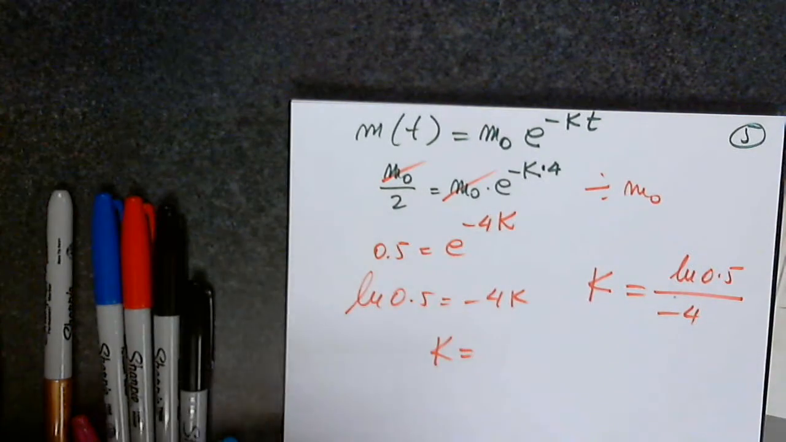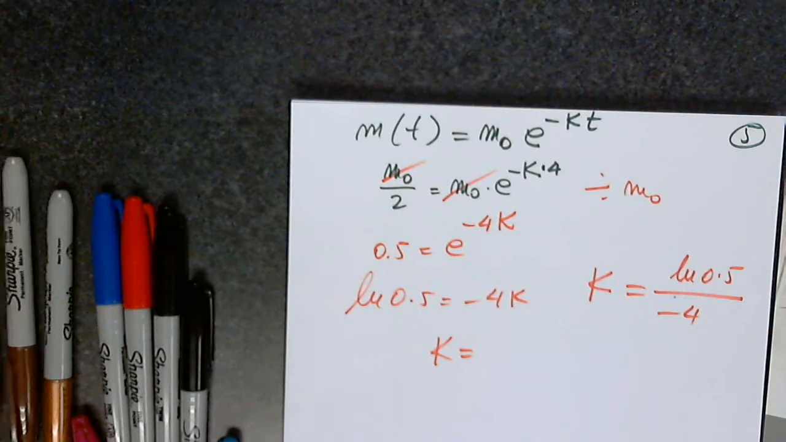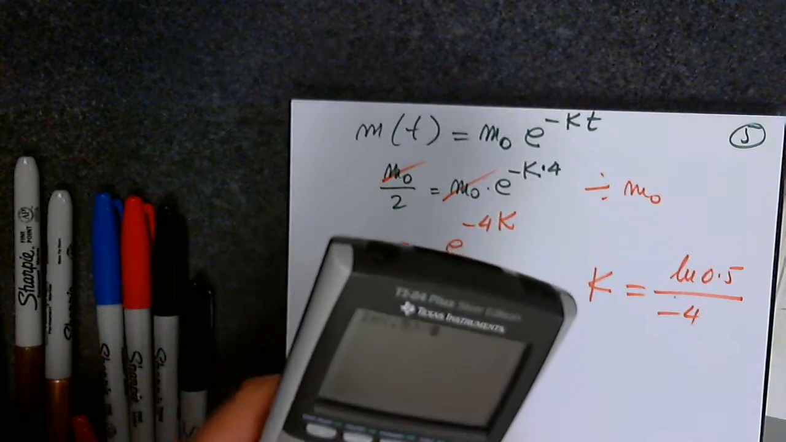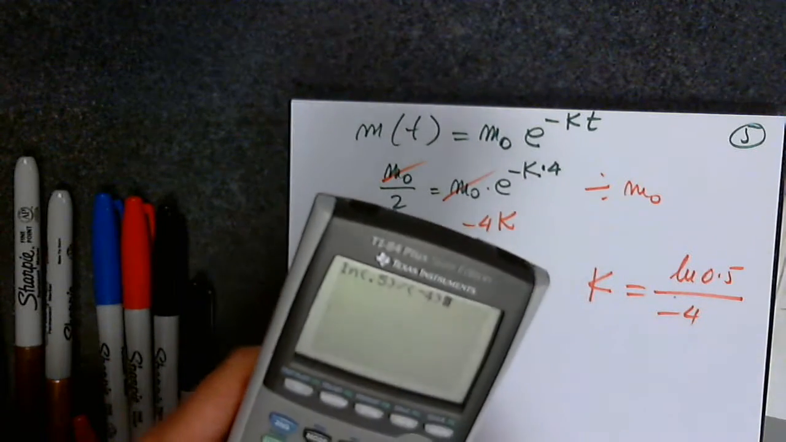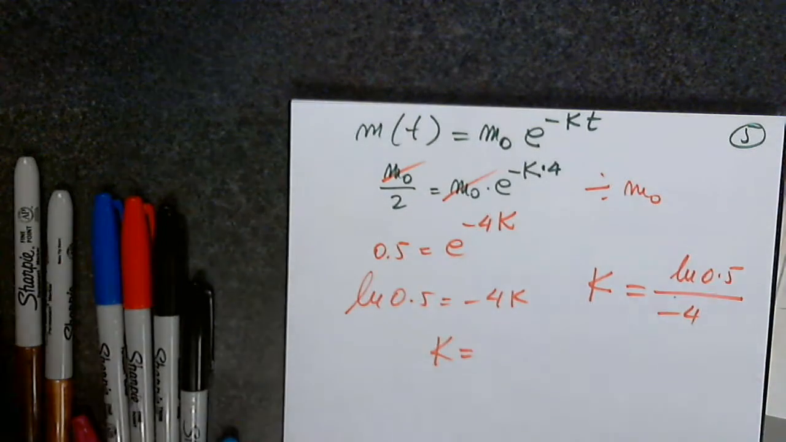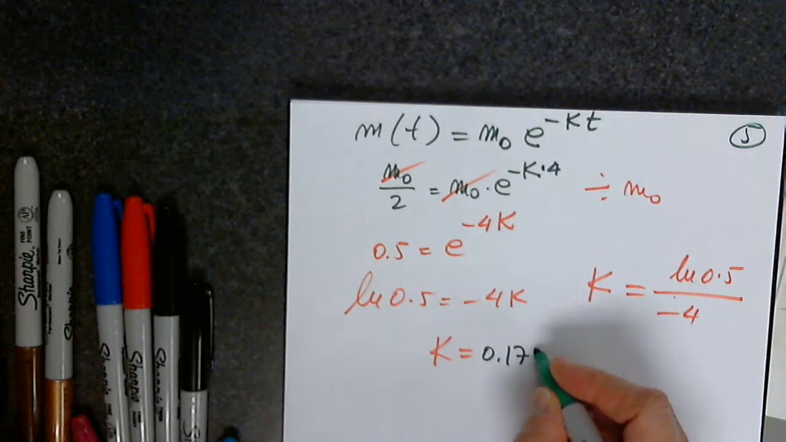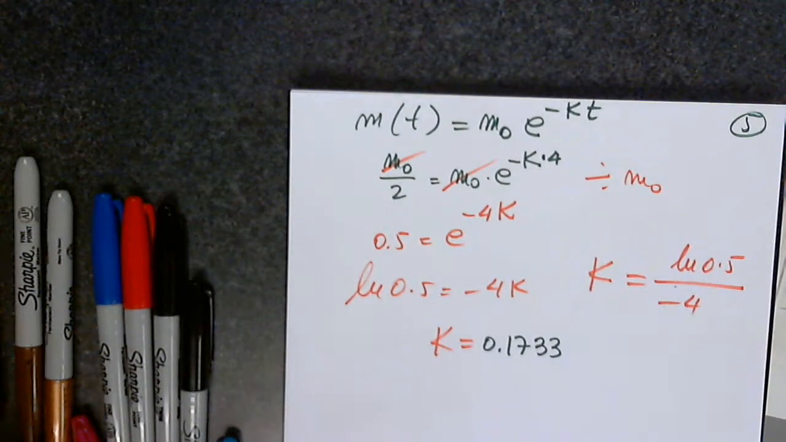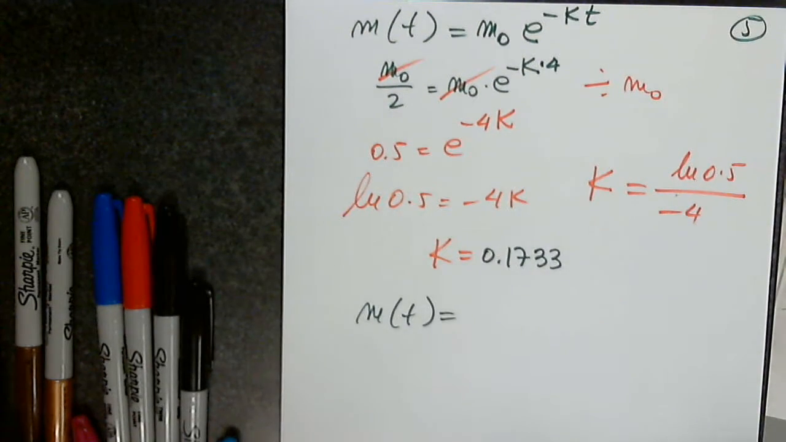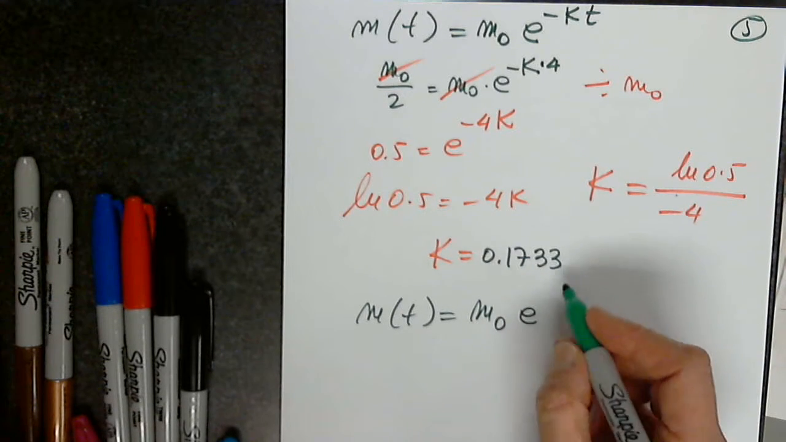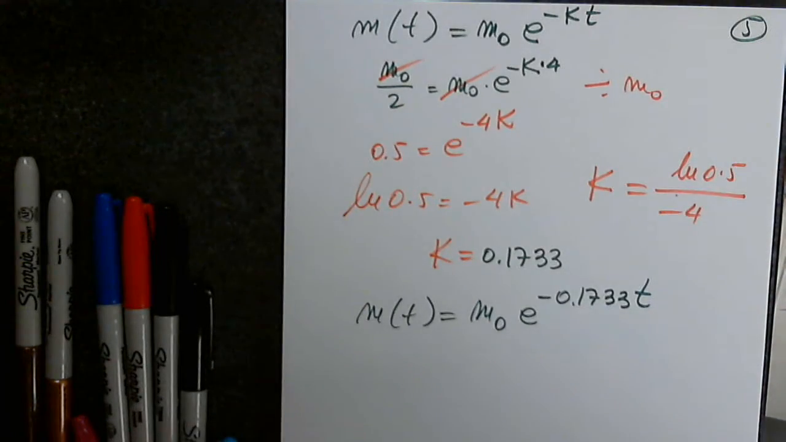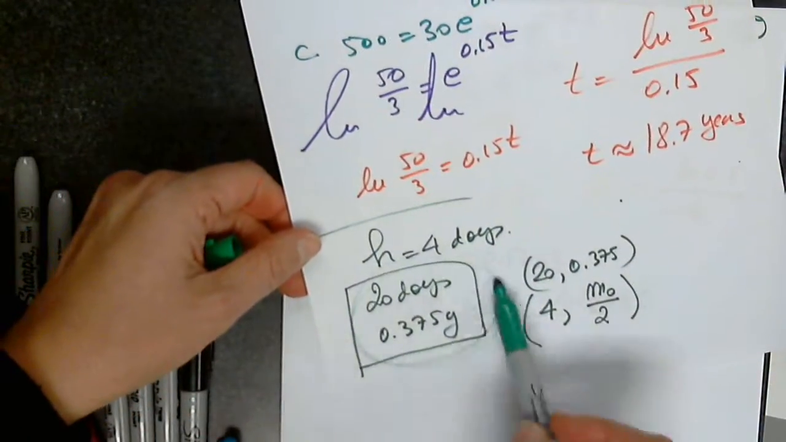So then k is, I plug in the calculator, natural log 0.5 divided by negative 4, and I have 0.1733. Remember, we need 4 digits. 0.1733. I accepted 3.2 or something like that, but that's the correct one. Okay. So then for now I have m of t equals m0 e to negative 0.1733t.